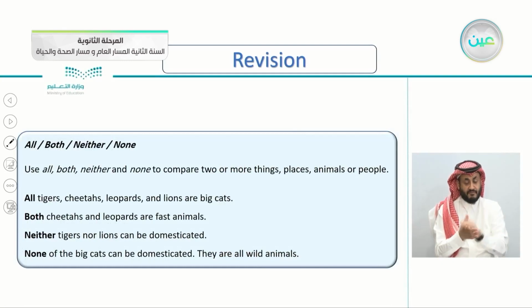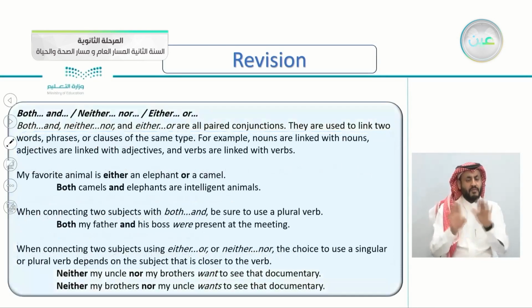Also, we took all, both, neither, and none. So we know that both and neither mean just two. All and none mean three or more. All tigers, cheetahs, leopards, and lions are big cats. Both cheetahs and leopards, so we have just two, are fast animals. Both and, neither nor, either or.